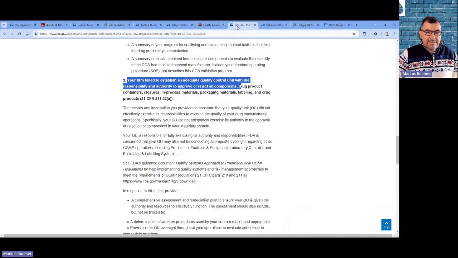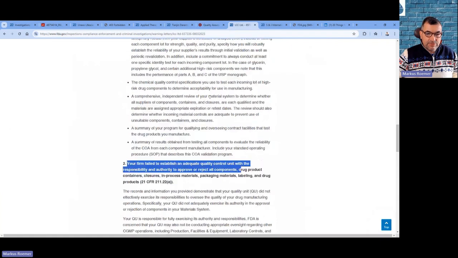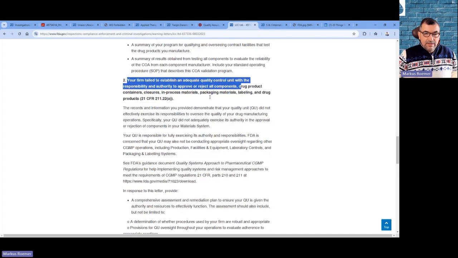So another one, that's also interesting. Your firm failed to establish an adequate quality control unit. Even this company was not able to establish a quality control unit. How can you operate any company without having a QC department? It's unbelievable. Your quality unit did not adequately exercise its authority in the approval or rejection of components. How is that possible?